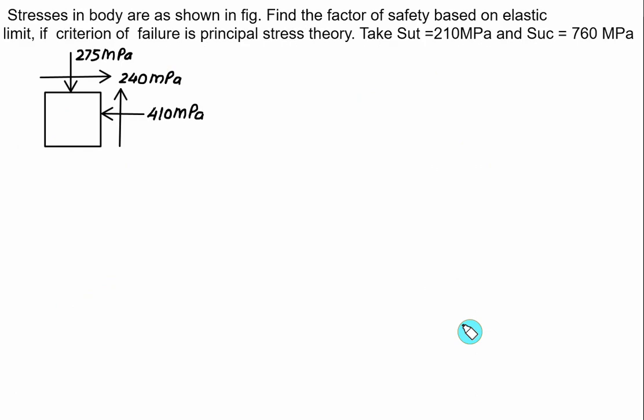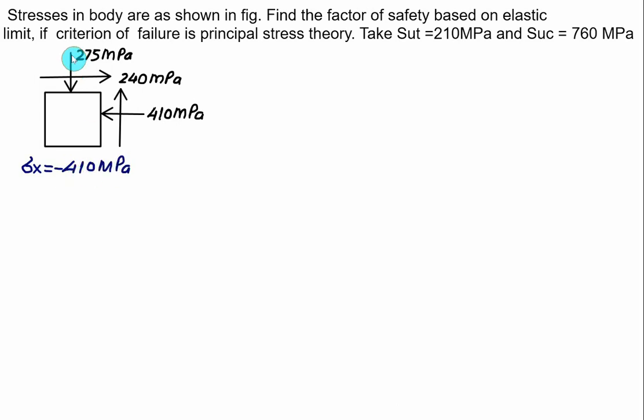The stresses in a body are as shown in the figure. Find the factor of safety based on elastic limit if the criterion of failure is the principal stress theory, and we have been given the values of SUT and SUC. You have to read this figure here. The value of sigma x is compressive, equal to 410. So we have sigma x equal to minus 410 megapascal.